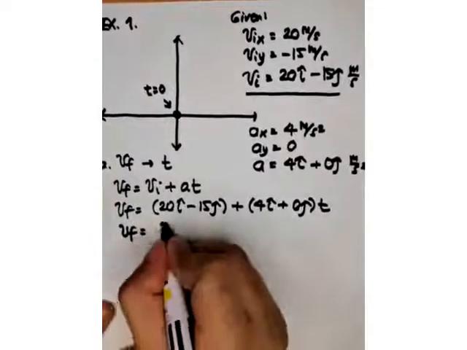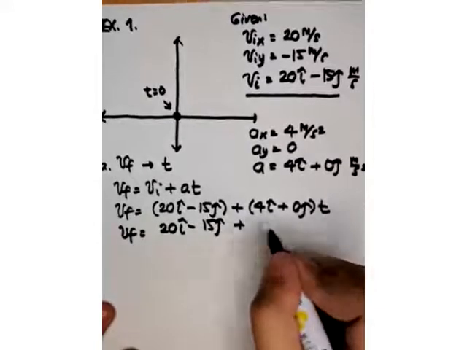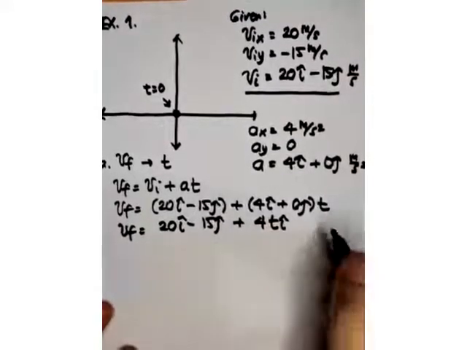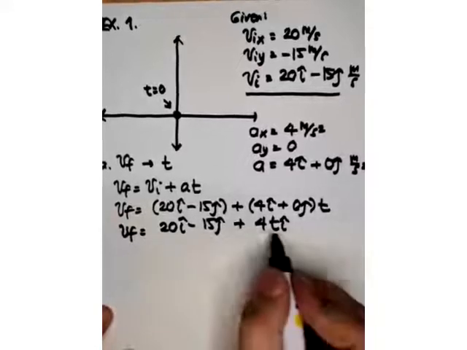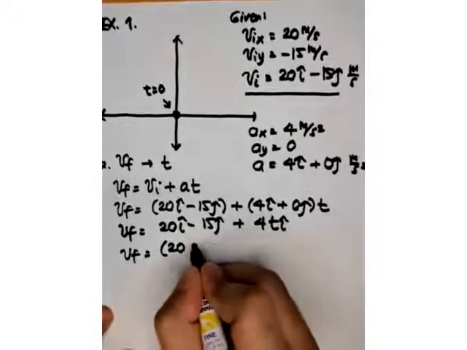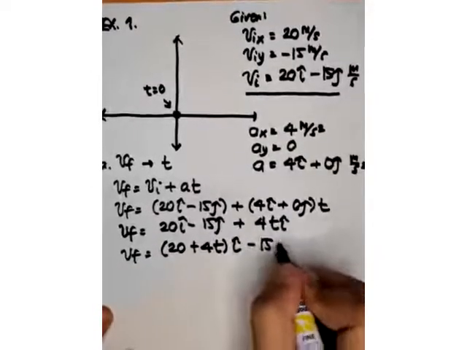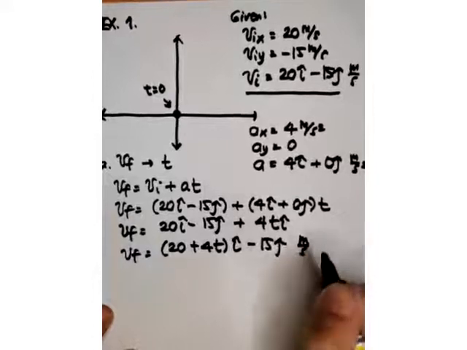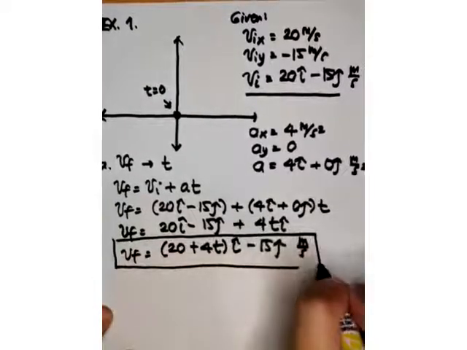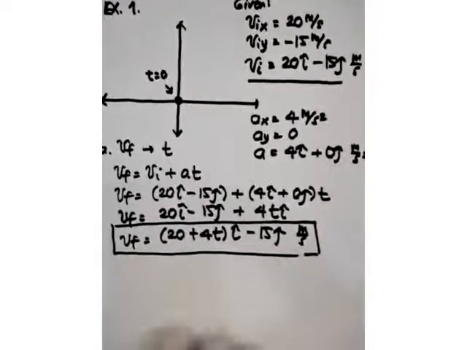So V final is 20i hat minus 15j hat plus 4t i hat plus 0. Huwag lang susulat. Or pwede natin pagsamahin yung may i hat. So V final then is (20 plus 4t) i hat minus 15j hat meters per second. So this is our answer for A. At any time t, that's the formula for the final velocity.